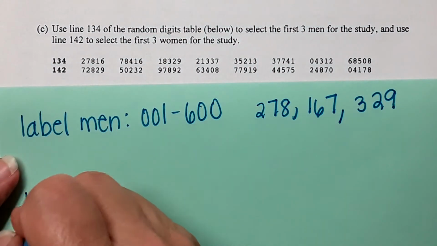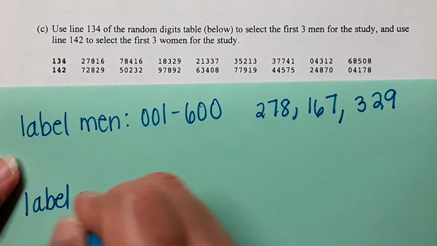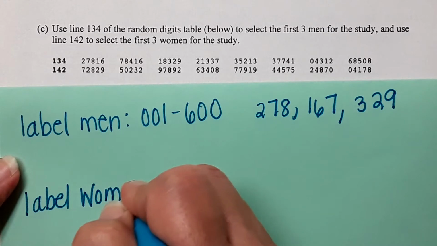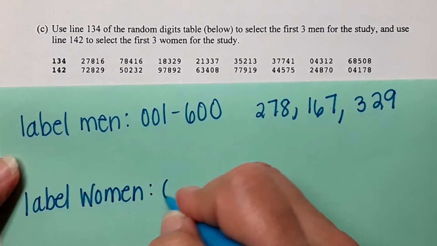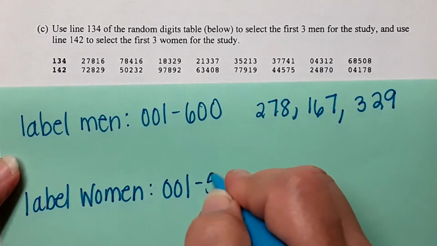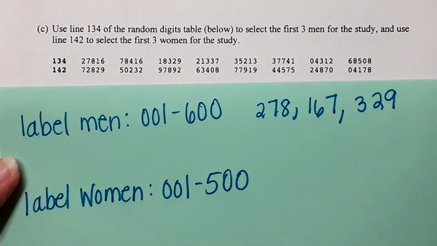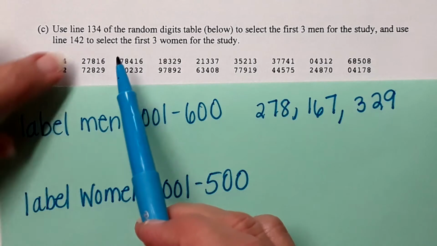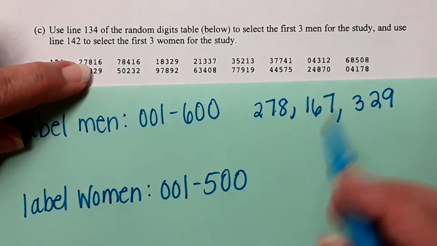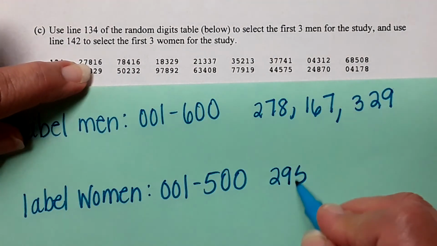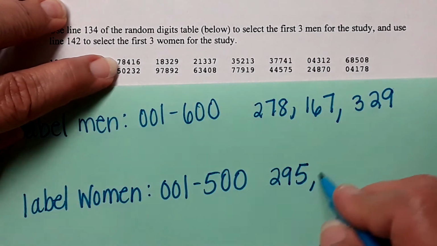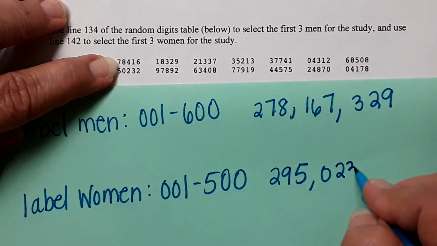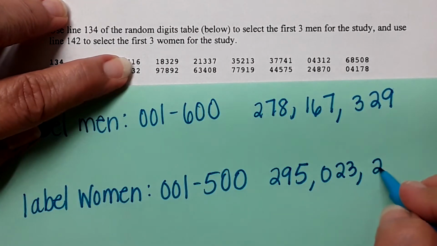I would label the women. Again, because they're all 3 digits, it's not really going to matter. So I'm going to do 001 to 500. 728 does not work, but 295 does as well. 023 and 297. Is that what you guys got?